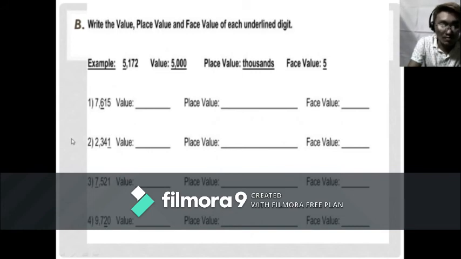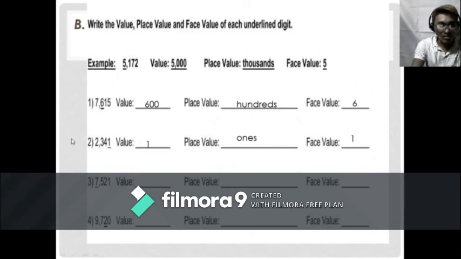Number 1, the answer is 600. The value is 600. The place value of 6 is hundreds. Then the face value of 6 is the numerical number 6. Okay, next, how about number 2? 1 or 0001, that is the value. Next, the place value of 1 is ones. Then the face value, the numerical number, is 1.